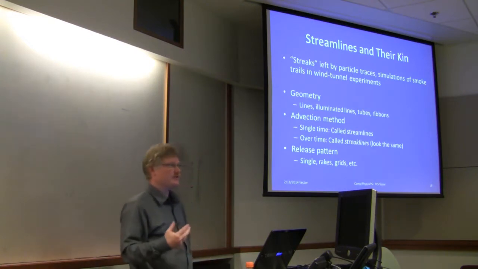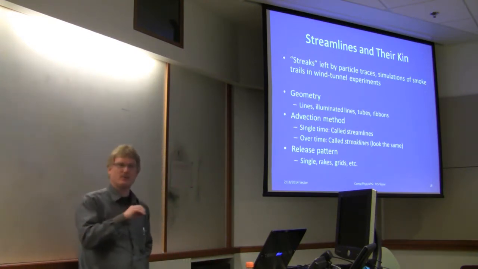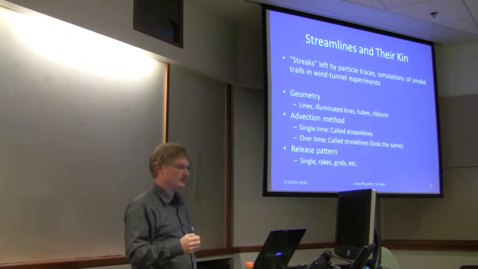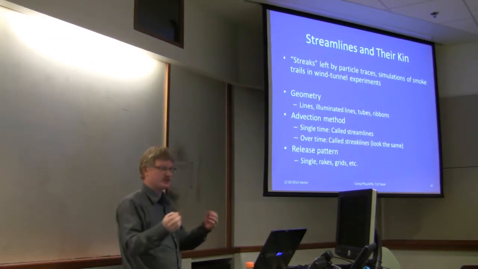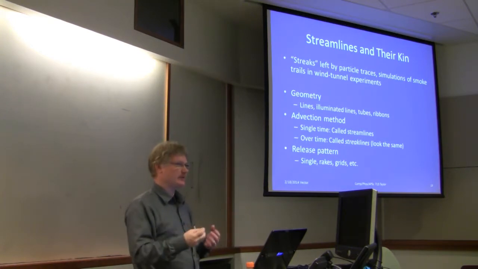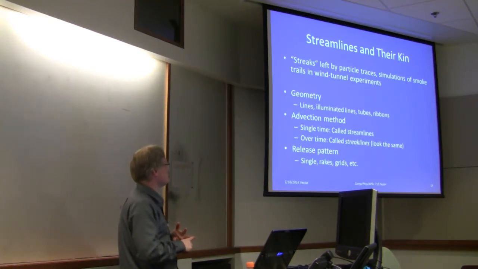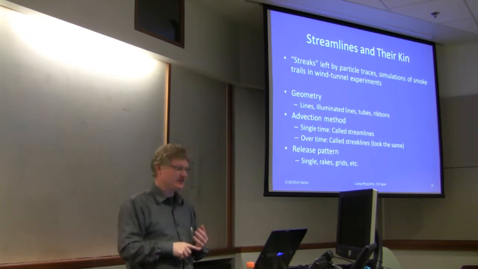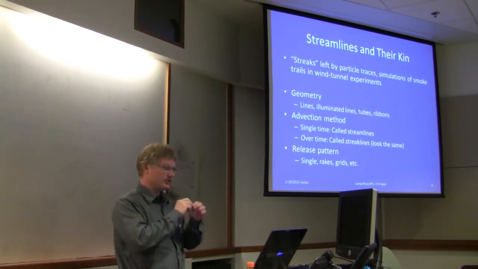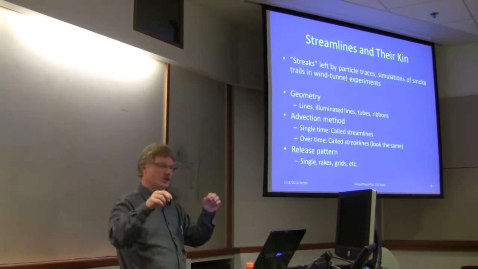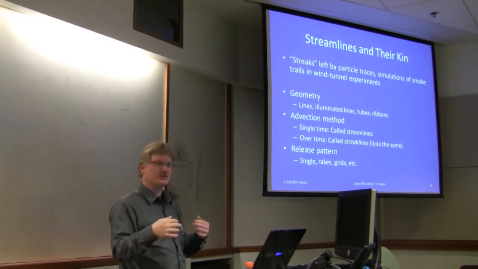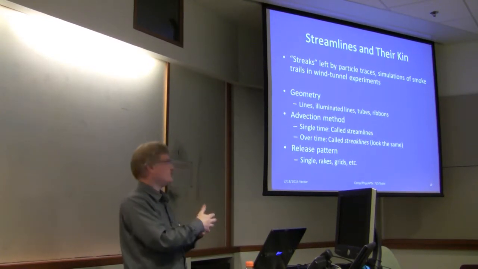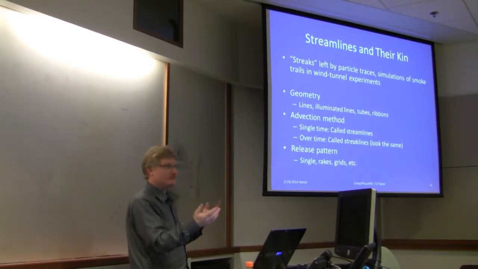All right, so if you want to remember where a particle came from, or show a time series in a picture, you can leave trails behind these particles. This is similar to the streaks in wind tunnel experiments where they would use a continuous flow. So you can use geometry, different lines or illuminated lines, tubes or ribbons. Doing a single time, it's called a streamline, or over time, it's called a streak line. So if you let the river simulation run while the particles move, it's called a streak line. If you do it first, it's called a streamline. Jargon.